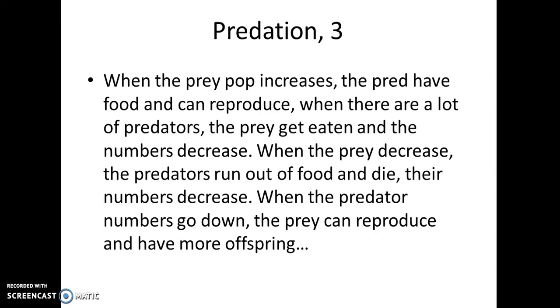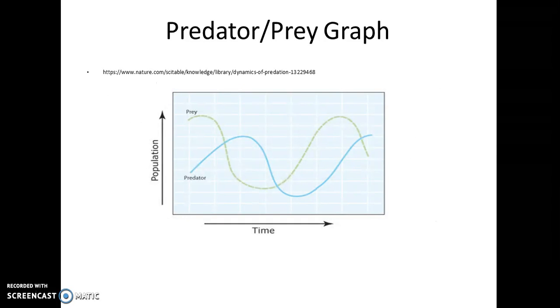Now, when the prey population increases, the predators have lots of food and they can reproduce. When there are a lot of predators, the prey get eaten and the numbers decrease. When the prey decreases, the predators run out of food and they will die or move to a different area. Their numbers decrease. When the predator's numbers go down, the prey can reproduce and have more offspring. So this is like a cycle. And here is a graph of the cycle.